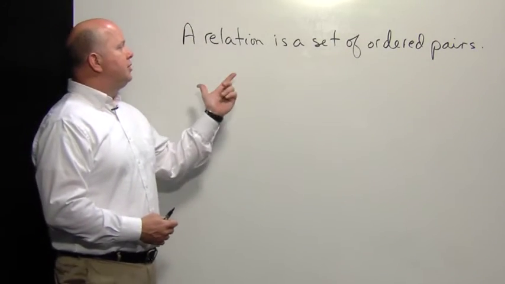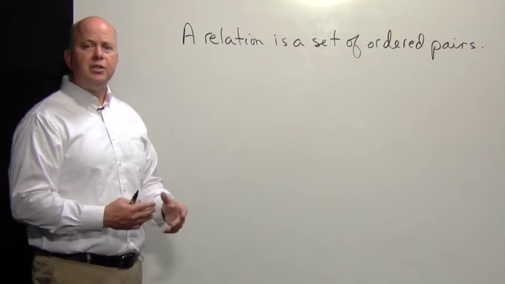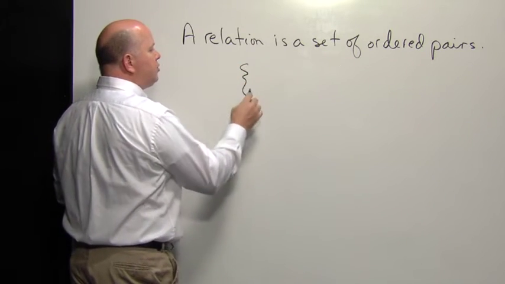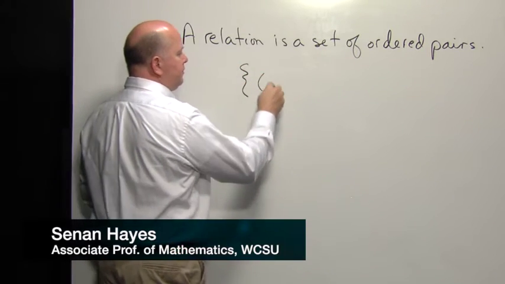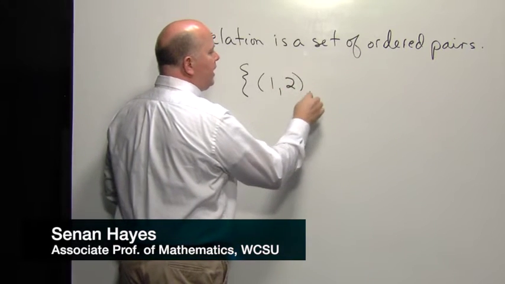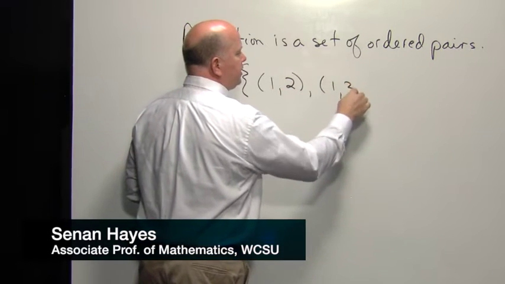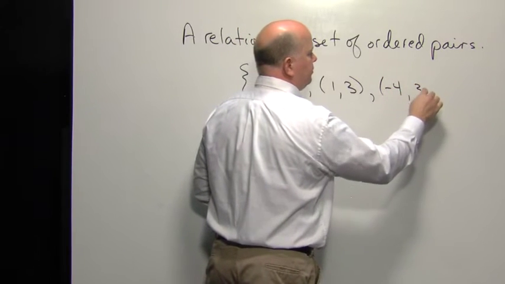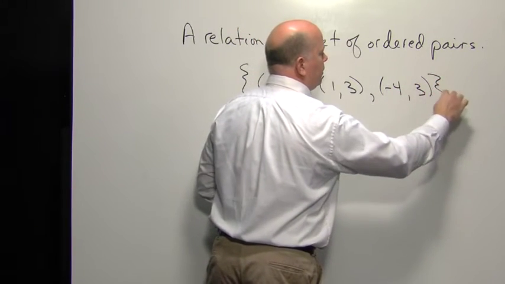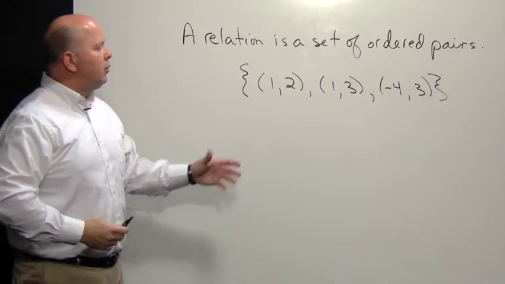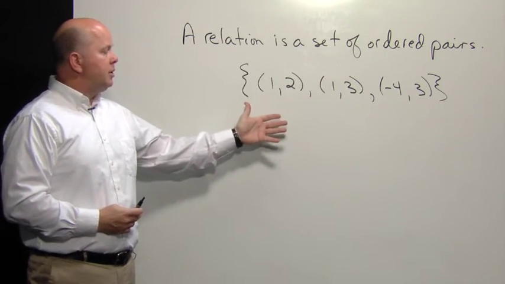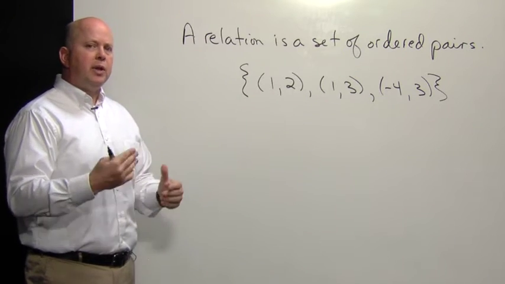In this video, we're going to describe what a relation is. A relation is a set of ordered pairs. The ordered pairs are usually grouped with braces. Any set of ordered pairs is possible for a relation. When we look at a relation, any set of ordered pairs, there are two components that we like to discuss.